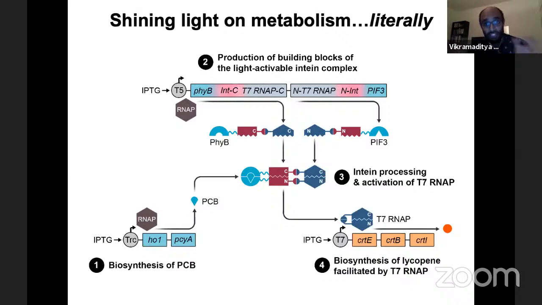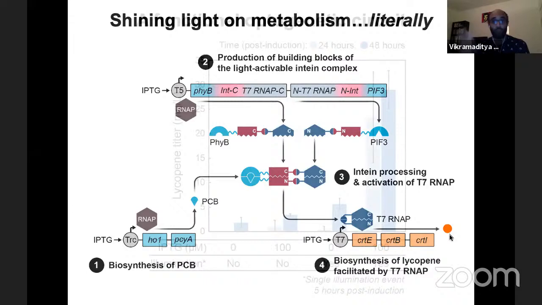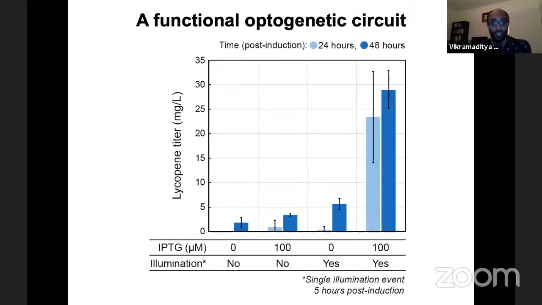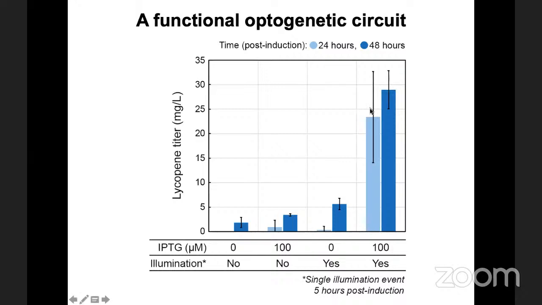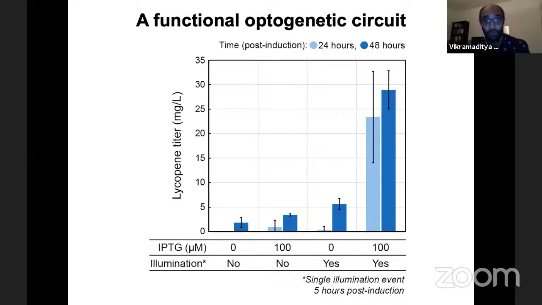But to distill this entire complexity down into one single statement, when we shine light at 660 nanometers, we are activating the production of the active T7 RNA polymerase, which then eventually leads to the production of lycopene. And what you're seeing now is precisely that. When you are illuminating and adding some of the other inducers to trigger production, you're seeing a drastic improvement in production compared to systems that are not able to do this.